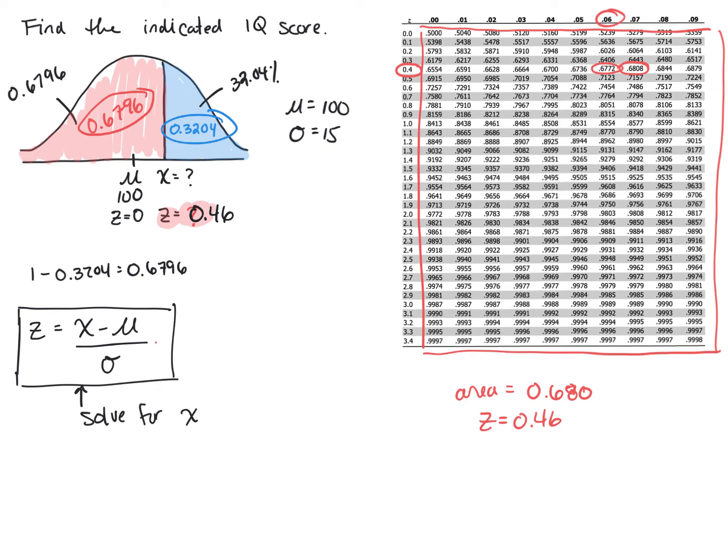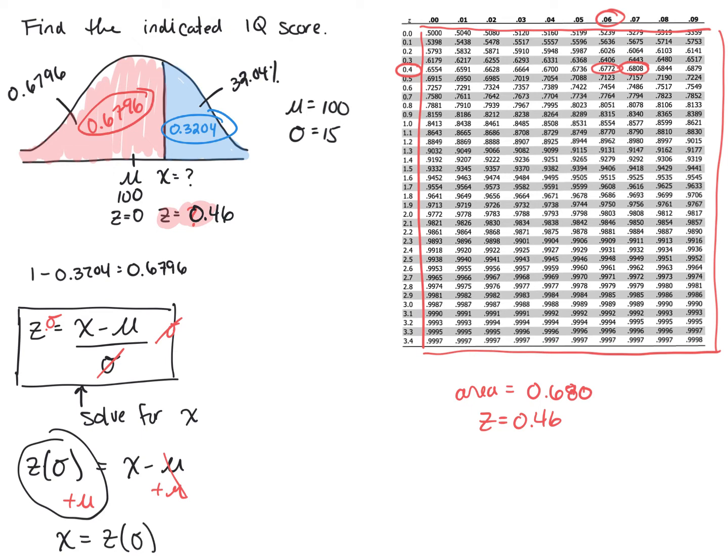To solve it for x, I'm going to first multiply both sides by sigma, so that cancels out on the right. What I have left on the left is z times sigma is equal to x minus mu. And then if I add mu to both sides, that cancels on the right. This gives me a really nice formula for calculating that unknown x value when I know sigma, the z-score, and mu. So x is equal to the z-score times the population standard deviation, plus the mean.